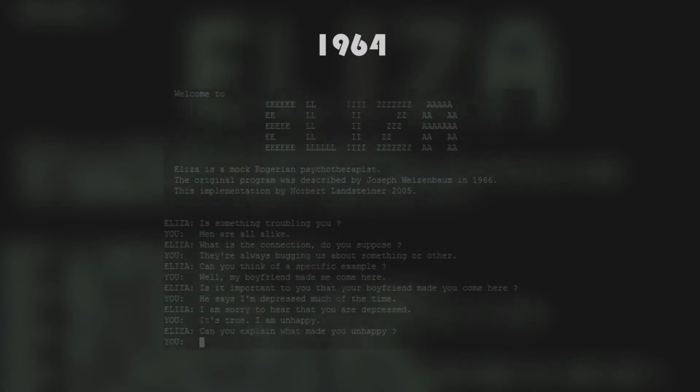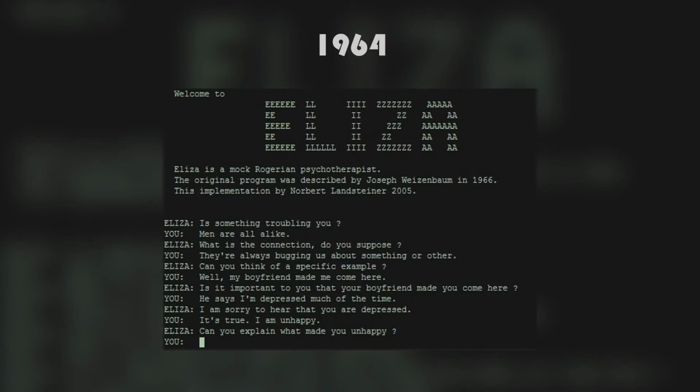Moving into 1964, early AI programs that were written in Lisp are considered early milestones in AI natural language processing. For instance, ELIZA, an interactive computer program that enabled computers to talk to people in English.